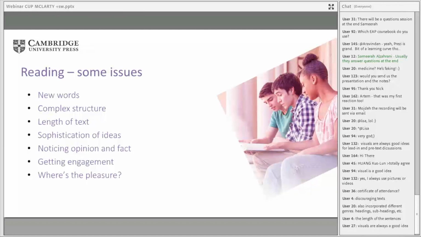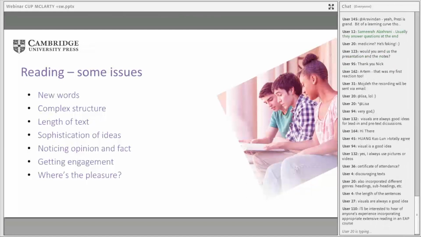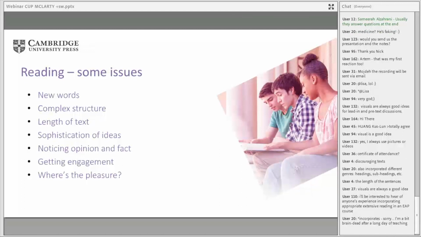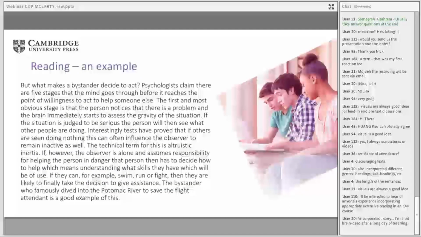How can we get our students to engage with the text if all of these things are going on around it? And how can we get them to actually read for pleasure, which is a skill that we know they're going to have if they're going to really start to seriously increase their linguistic level.